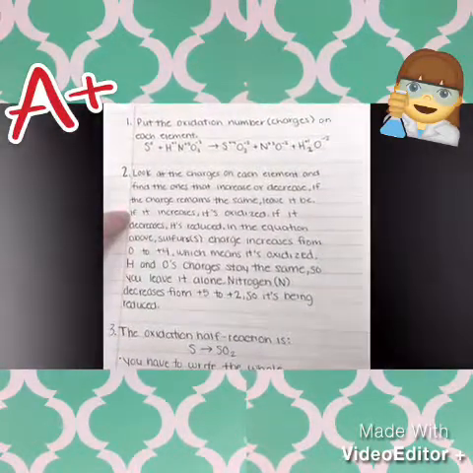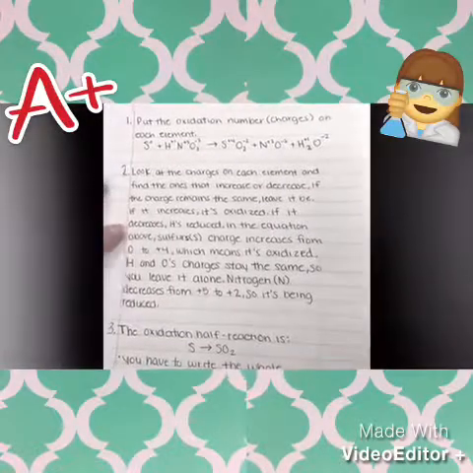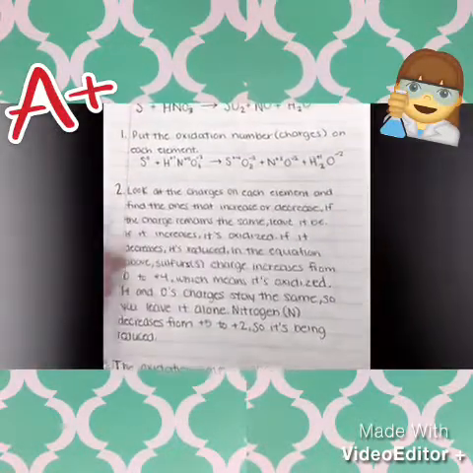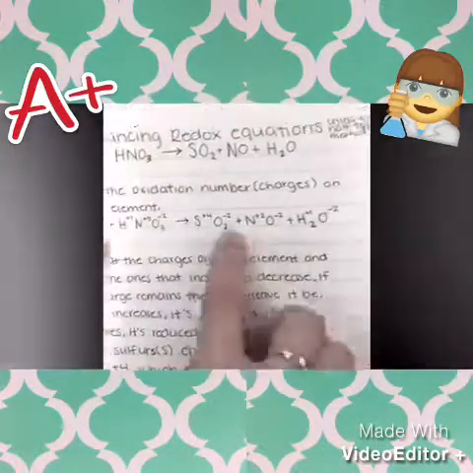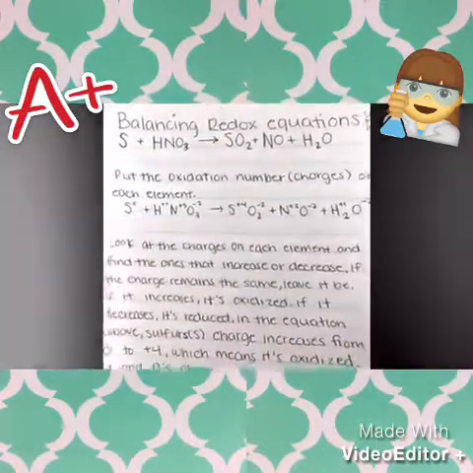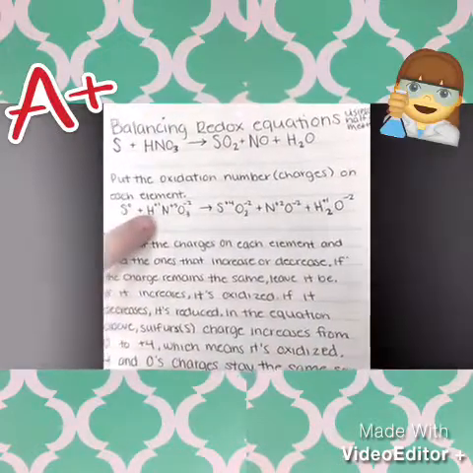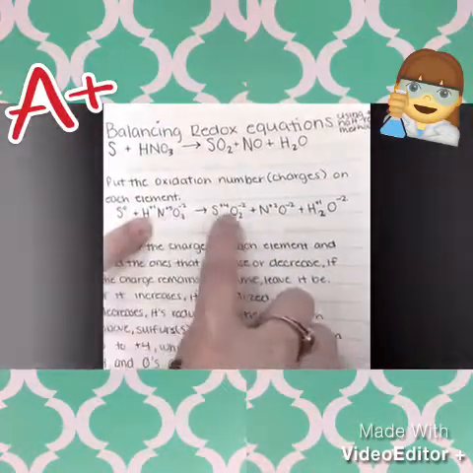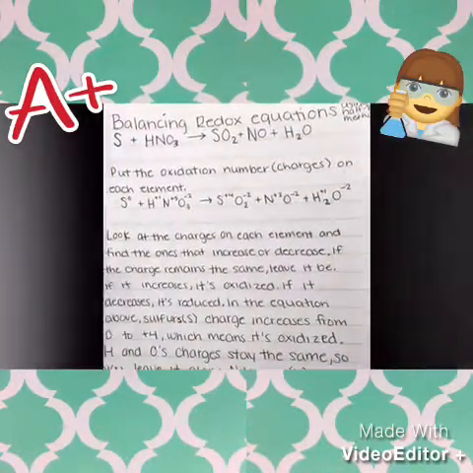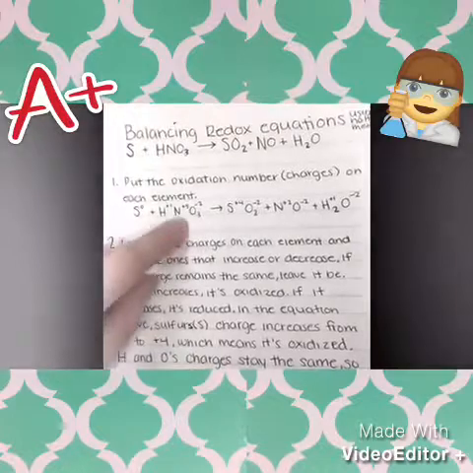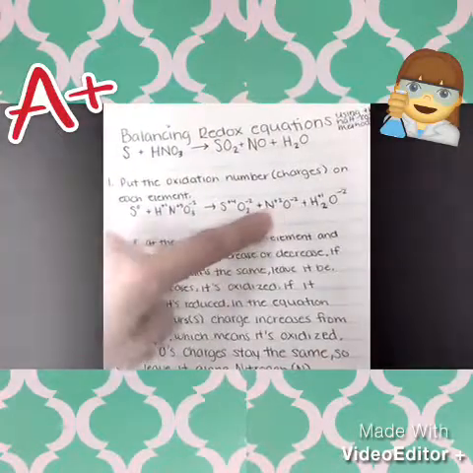If it increases, it's oxidized. If it decreases, it's reduced. In the equation above, sulfur's charge goes from 0 to +4, which means it's oxidized. Hydrogen and oxygen charges stay the same, so you leave them alone. Nitrogen decreases from +5 to +2, so it's being reduced.